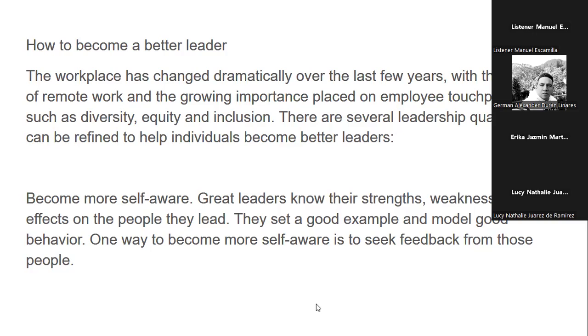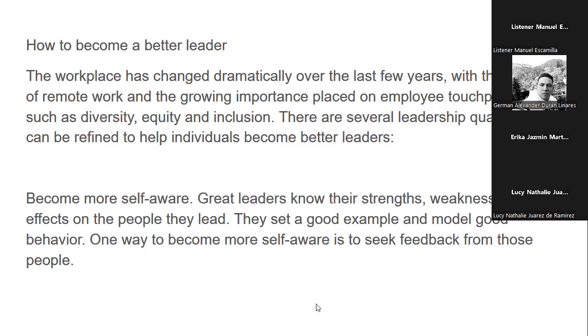So it says the workplace has changed dramatically over the last few years with the increase of remote work and the growing importance placed on employee touch points. Touch points, what is a touch point, my friends? Touch points are the way that you relate with other teams, with other people within the company. So the way that you relate with people. And this is such as diversity, that is very, very popular these days, equity and inclusion, okay? Remember the pronunciation is equity, okay?